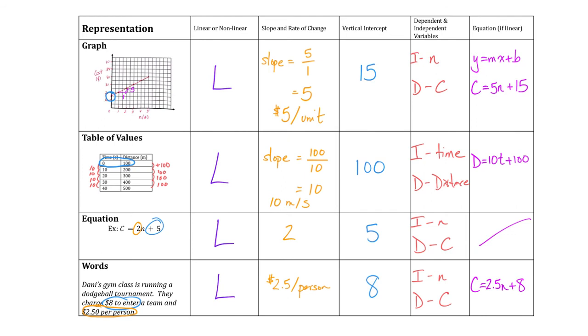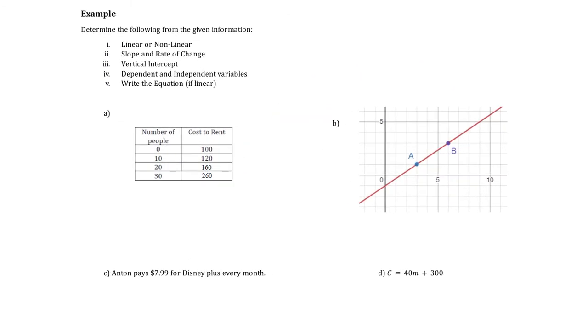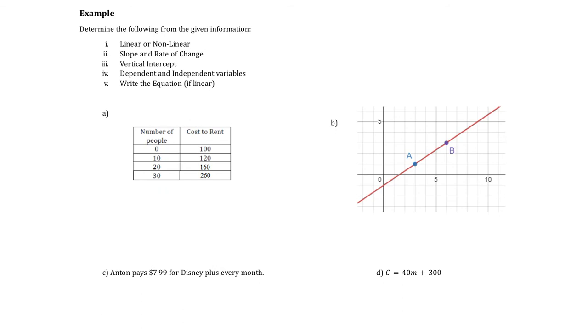What I want you to do is turn over your page. So what you should be able to see then is in question A, B, C, and D, it is the chart that I just gave you, but it doesn't really have the structure to it. So can you go through and figure out linear, nonlinear, slope or rate of change, vertical intercept, independent, dependent variables, and then write the equation if you can, if linear.